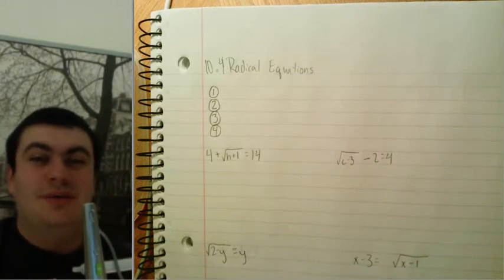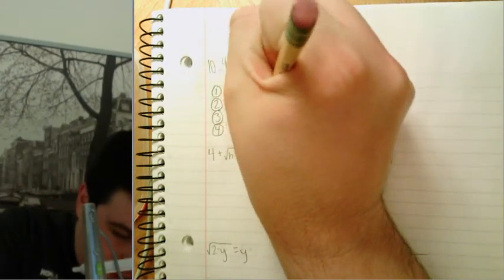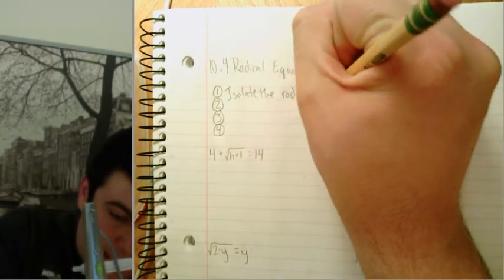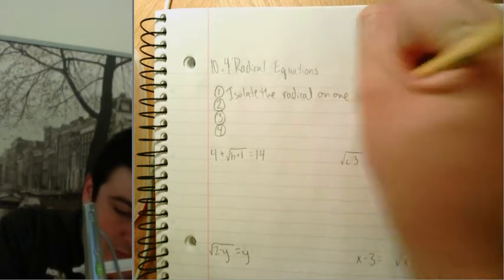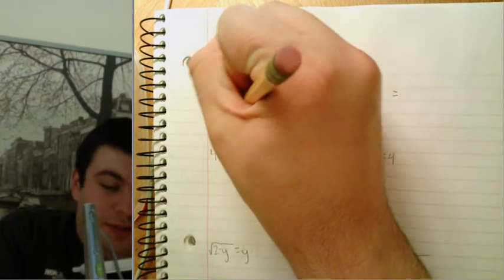We're looking at solving radical equations, and there are four main steps to solving radical equations. One is to isolate the radical on one side of the equation. Next, we're going to square both sides.